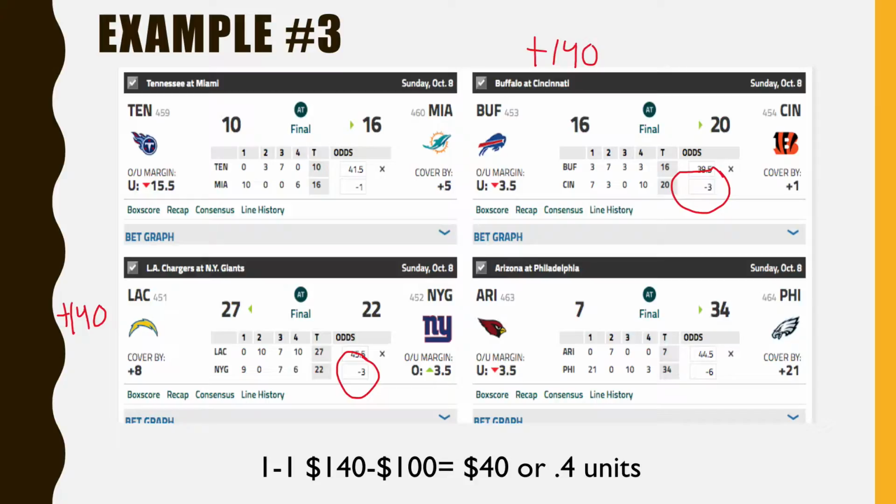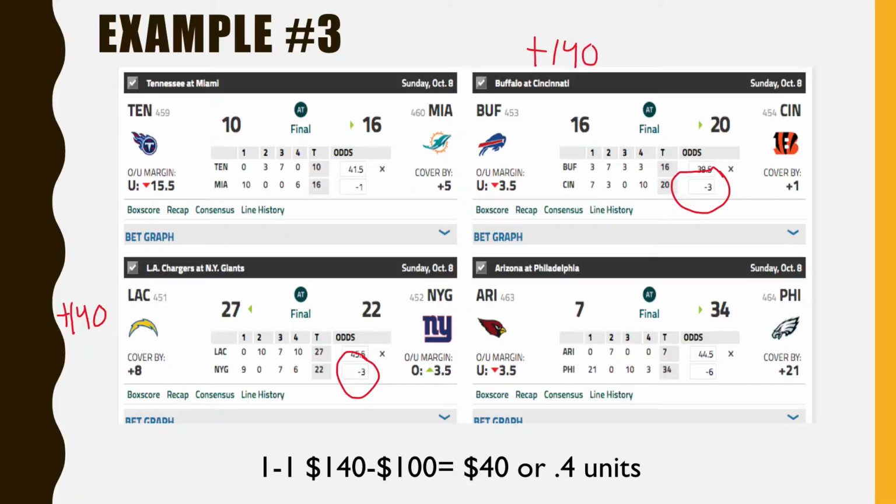Buffalo is the underdog at +3, and you can see Cincinnati closed as the favorite at -3. Remember, we do not play the favorite at -3 most of the time, and if we feel like Buffalo will win this game, we wouldn't play +3. We would play the money line. The money line would be +140. So in this situation, we actually lost this game, but remember, we only lost a unit, so we wagered 100 to win 140.